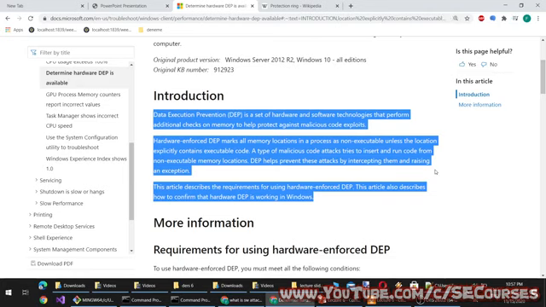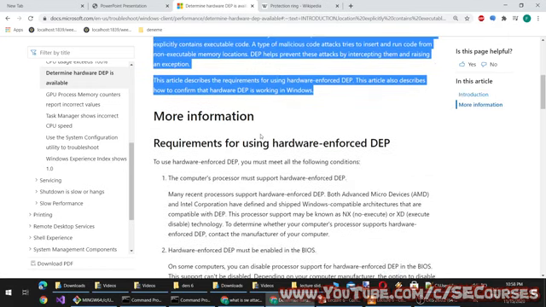Data Execution Prevention (DEP) is a set of hardware and software technologies that perform additional checks on memory to help protect against malicious code exploits. Hardware-enforced DEP marks all memory locations in a process as non-executable unless the location explicitly contains executable code. A type of malicious code attack tries to insert and run code from non-executable memory locations. DEP helps prevent these attacks by intercepting them and raising an exception. This article describes the requirements for using hardware-enforced DEP. This article also describes how to confirm that hardware DEP is working in Windows.